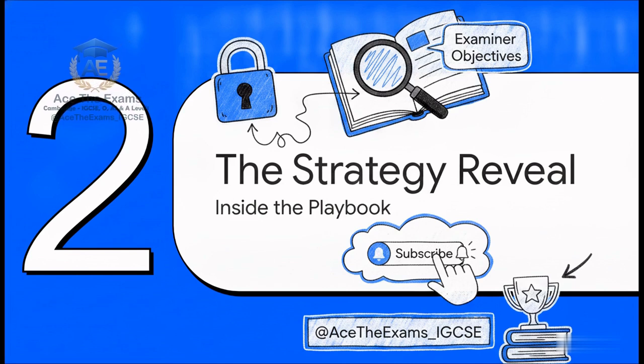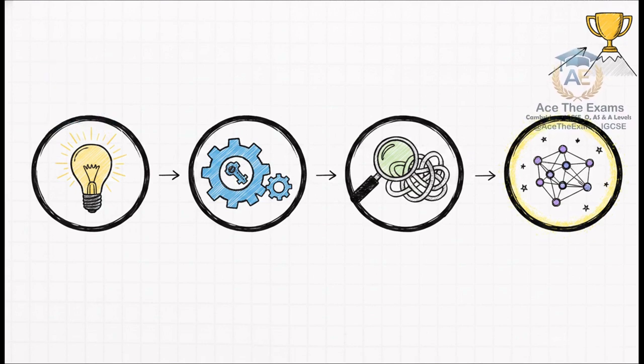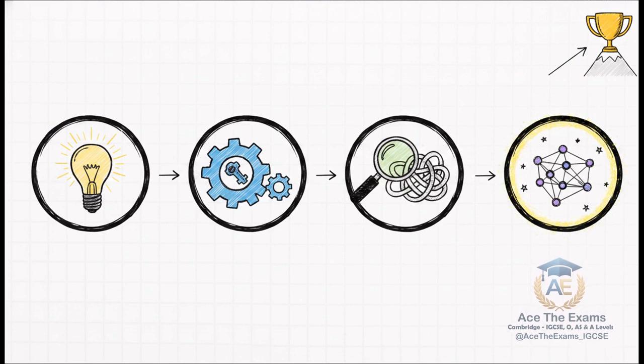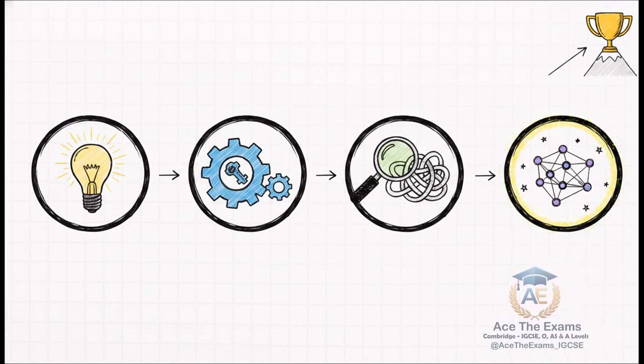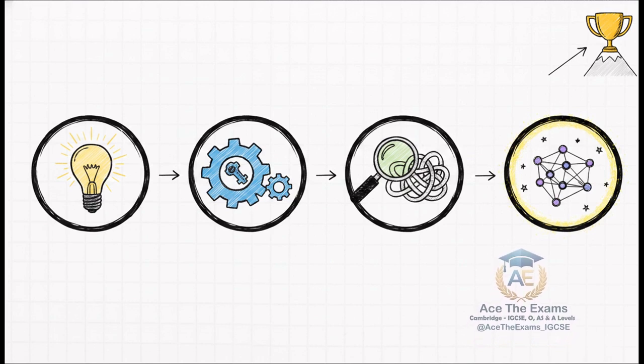Okay, let's see what separating the A-star students from the rest of the pack really looks like. So when examiners are reading your paper, they are hunting for very specific cognitive domains. They aren't just reading for fun. First, they are looking for knowledge and understanding. That's exactly what we just did with that basic definition of the single private key. If you have that, you get the check mark. Second, they're looking for the application of principles. Can you take that definition and apply it to a real-world scenario, like a hospital database or a school network?